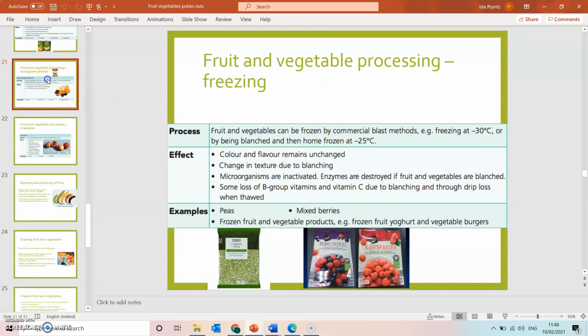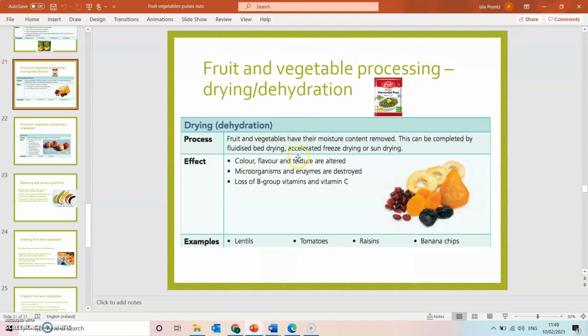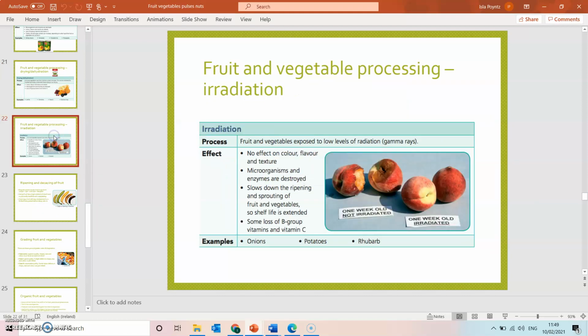So back to our dehydration. Then you have the effects. Okay. And then you have your examples of dried peas there, or dried grapes, which are called raisins. Okay, dried banana, dried tomatoes, like a sun-dried tomato. Okay. Now, irradiation. Fruit and vegetables are exposed to low levels of gamma rays, and you need to know that. Okay. And know the effects, and then the examples of what foods that can be irradiated.